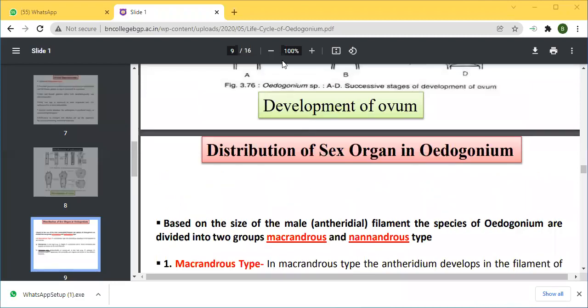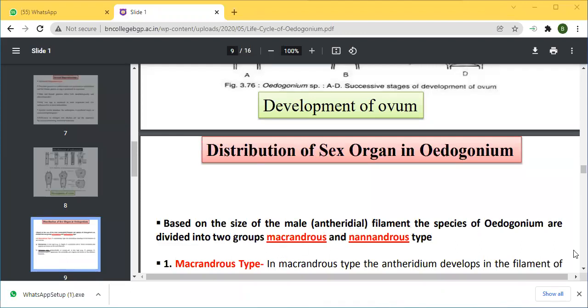Here, based on the size of the male. Male meaning, what is the male reproductive organ, girls? Tell me, girls, what is the male reproductive organ? Are you there? Yes or no? Yes, ma'am. Tell me, what is the male reproductive organ? Antheridia, no? Yes? Yes, ma'am. The male reproductive organ is called the antheridia.